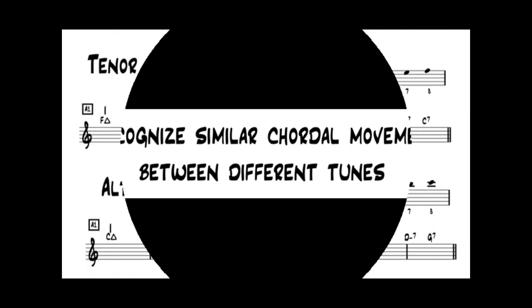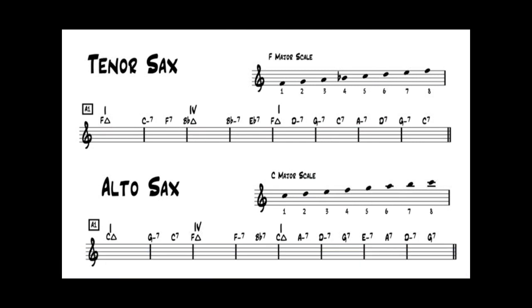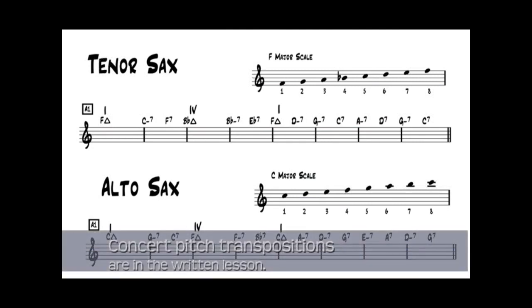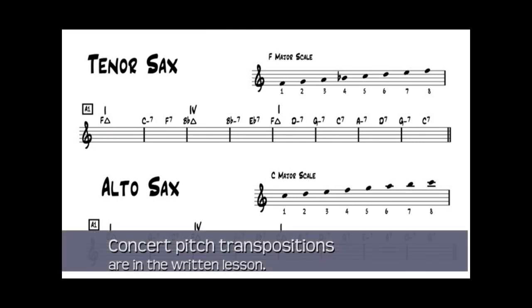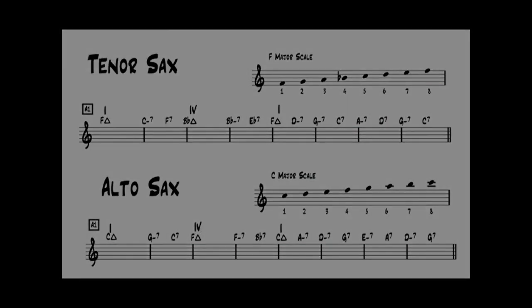Now, let's perform a brief analysis of the A section. I'll discuss the tenor sax key, but written examples are provided for alto sax and concert pitch instruments, so it should be easy for you to translate my lingo between keys. In the example, I've numbered the F major scale since we're in the key of F. I've also numbered the F major and B flat major chords in the progression as the 1 and 4 chords.